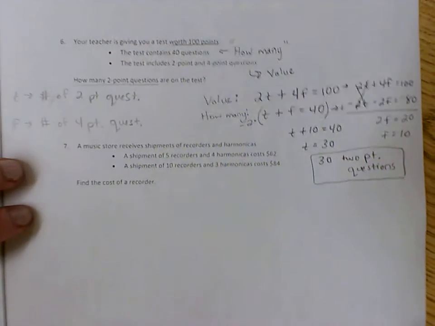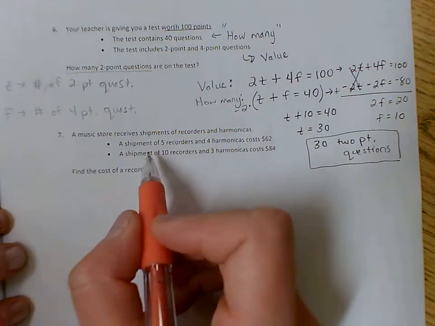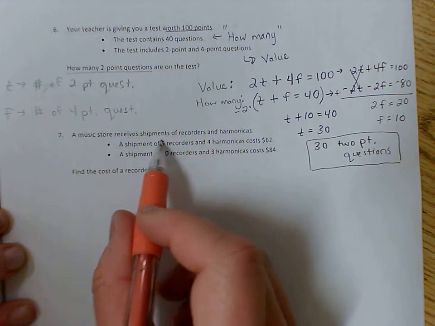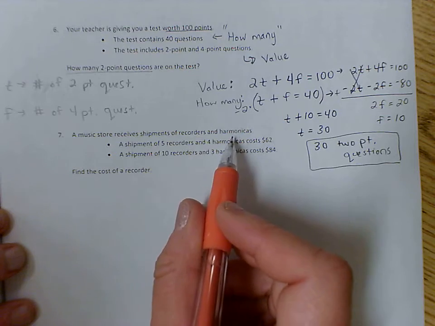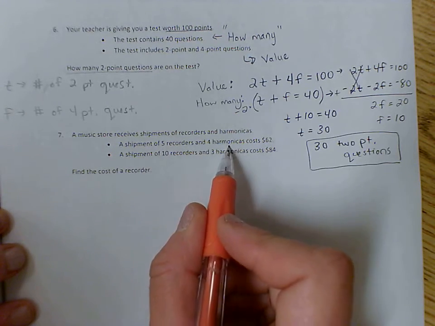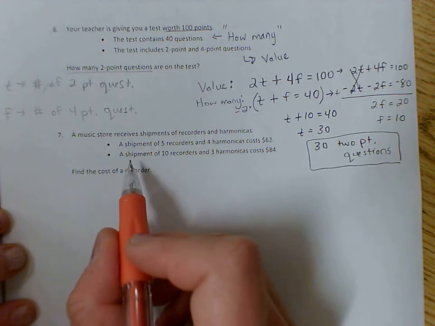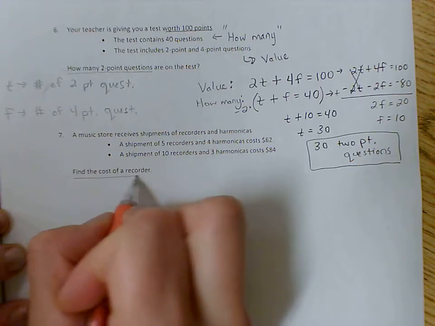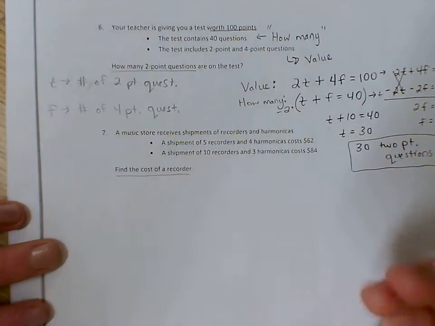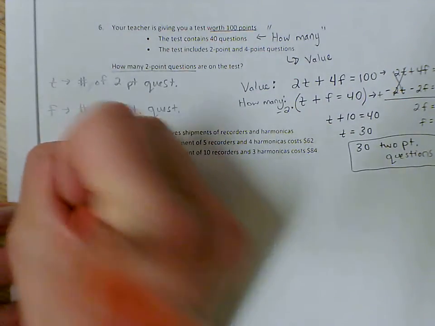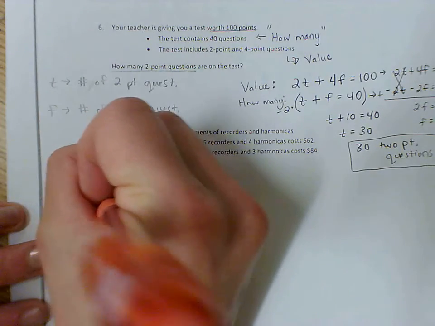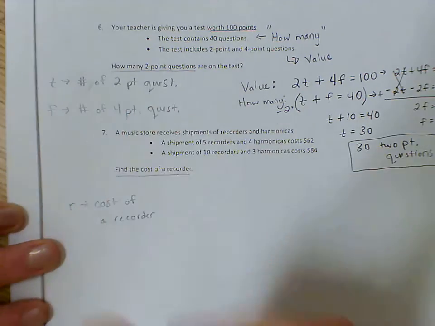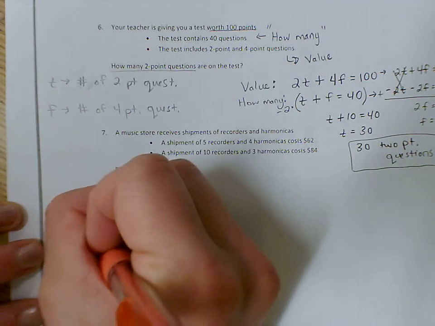Okay, so last one. This one is actually, if you kind of read through it, set up for you. So it says you've got shipments of recorders and harmonicas. It says 5 recorders and 4 harmonicas ended up being $62. 10 recorders and 3 harmonicas ended up being $84. And you're finding the cost of a recorder. So go to the side. We have R for recorders, so that would be the cost of a recorder. And then H would be the cost of a harmonica.